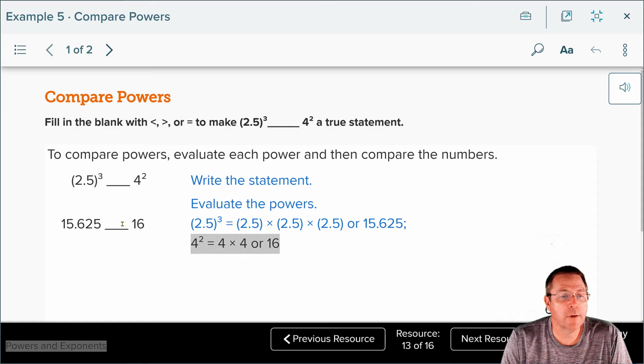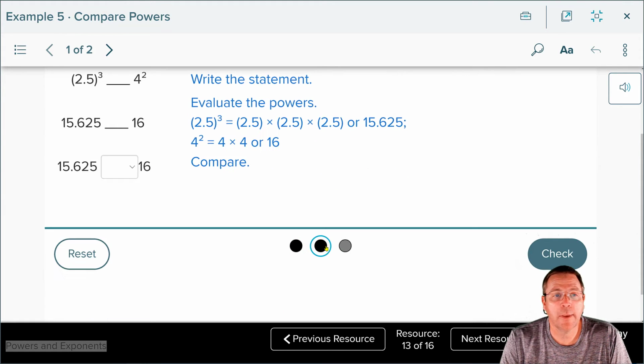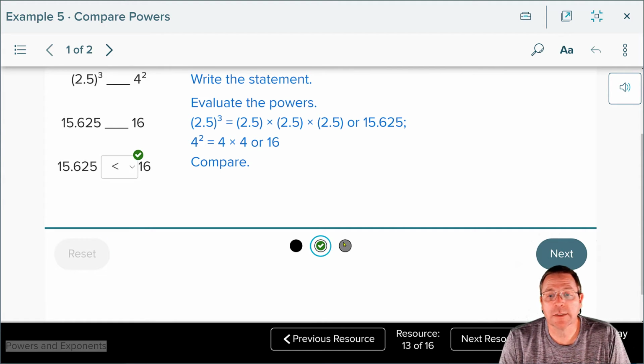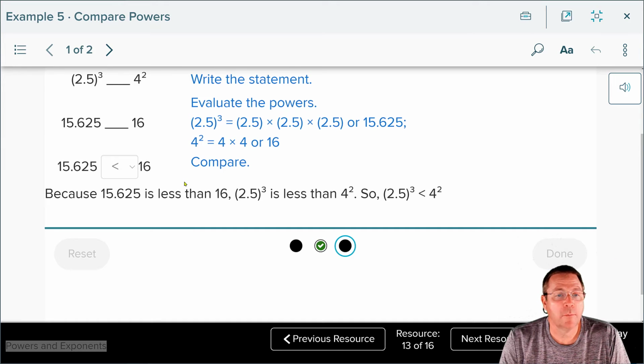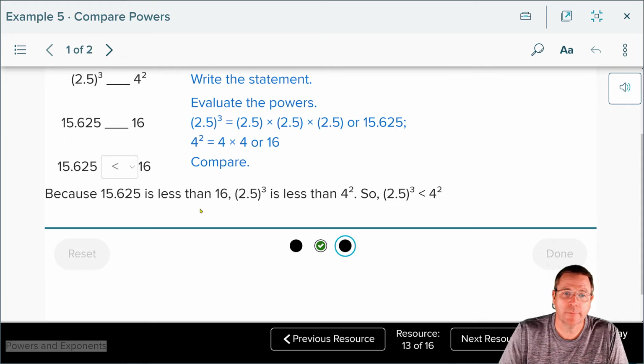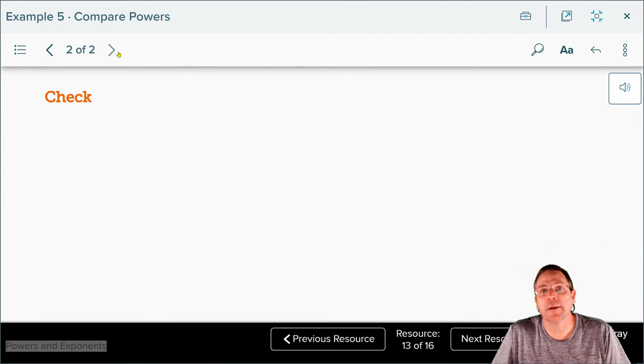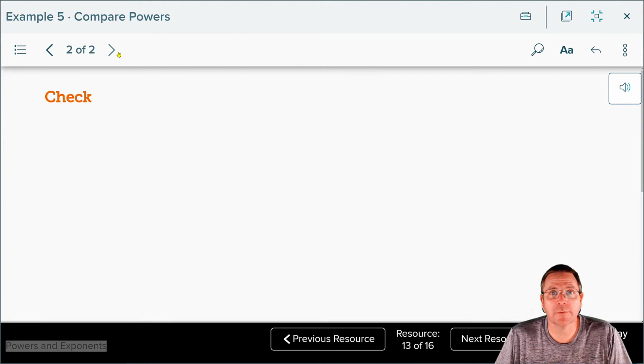So when you look at it this way, who's the alligator going to eat? Well, obviously, the alligator is going to end up eating the 16 because 16 is going to be larger than 15 and 625 thousandths. From there, yep, that's exactly what they said. Easy math, guys. Let me guess. I think y'all are going to get to do one very similar to that next.